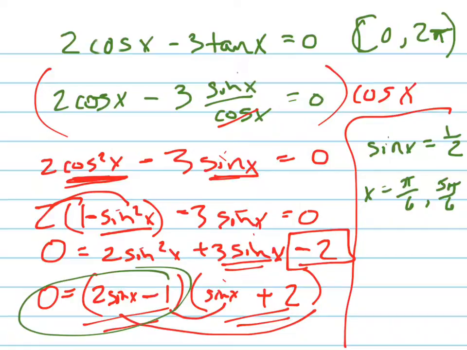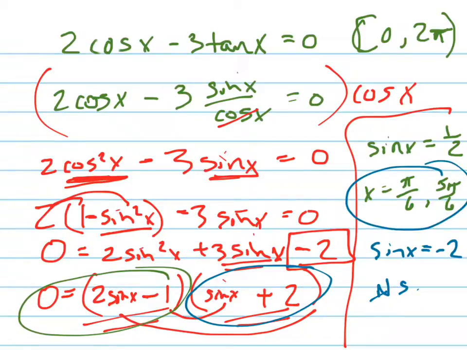And then if I set the other one equal to 0, this one right here, I get the sine of x equals negative 2. And can I ever get the sine of something being a number bigger than the absolute value of 1? And the answer is I cannot, so there's no solution for this part. So your only answers are pi over 6 and 5 pi over 6 between 0 and 2 pi.